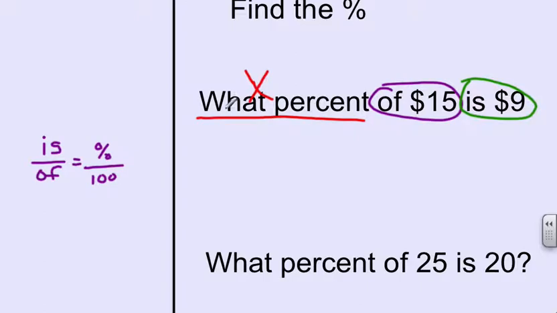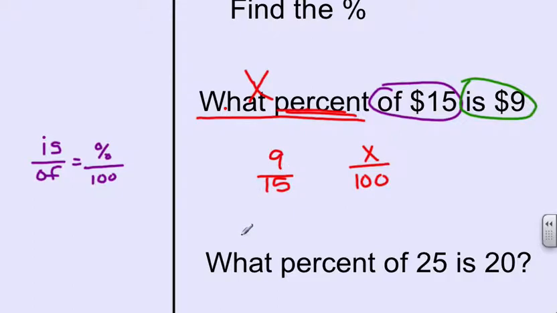Shrug my shoulders, stand out with my legs, and I get an X. So let's fill it in. What percent? This is a key word right here to tell me I'm going to put it in the percent sign. So I don't know the percent. I'm going to put an X and put that over 100. Is over of. Of is 15. Of is on the bottom. 15 goes on the bottom. Is on top. Is 9. 9 goes on the top.